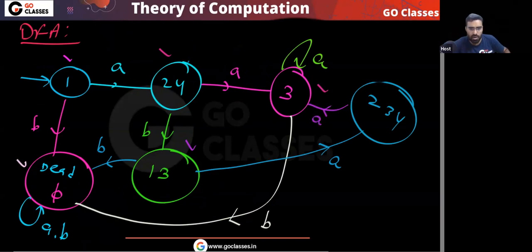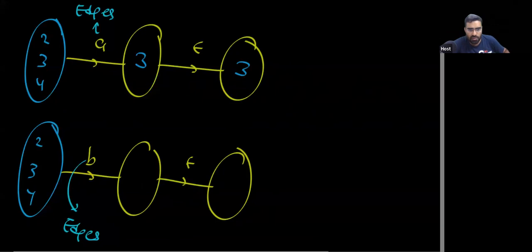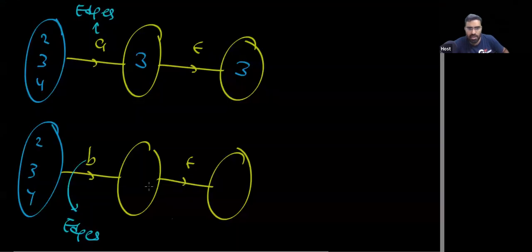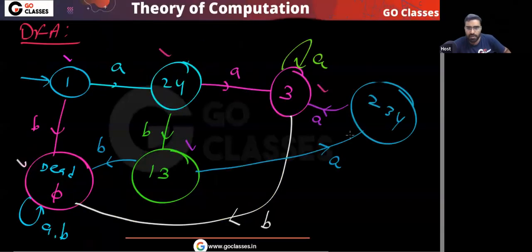Next, where are they going on B? This 2, 3, 4 on B: 2 on B is going to 1, 3. Yes or no? So they are going to 1, 3. Very simple. Where are they going for free? They are going for free to 1, 3 only. So I can say from this state on symbol B, you are going to 1, 3.